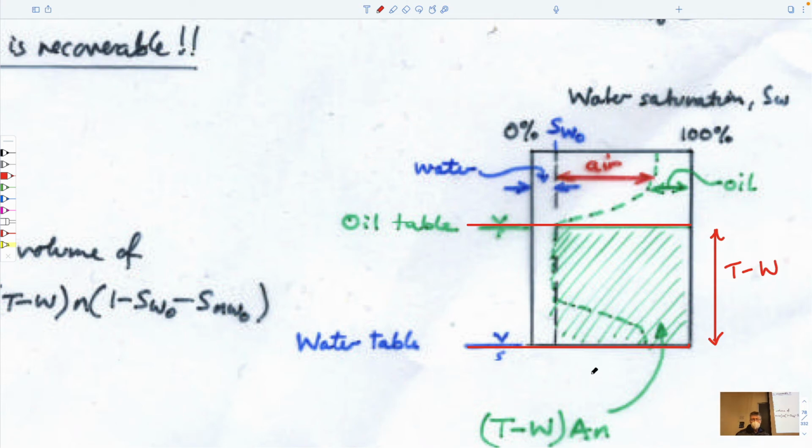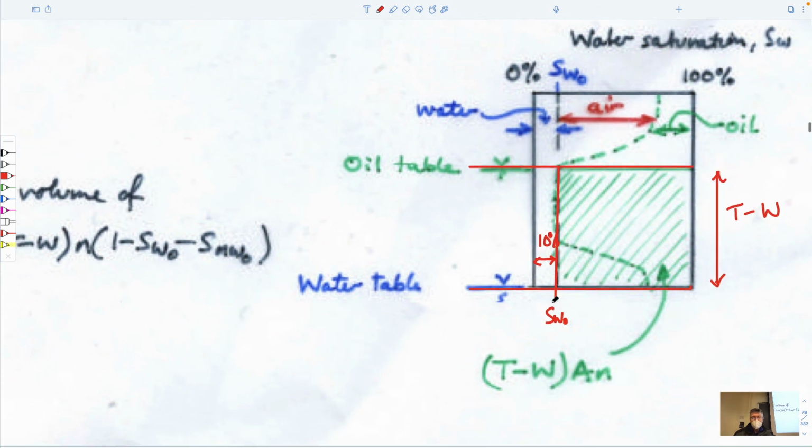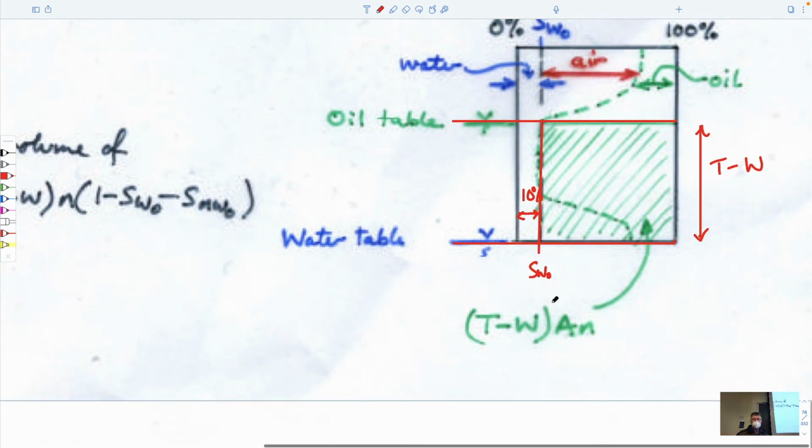You know that we're limited because some of this is going to be water at SW0. So this is going to be 10% water, right? You can't get out of it. 10% or something of that order. And so if you want to calculate how much is present within the column, then it's the height of this column multiplied by its cross-sectional area.